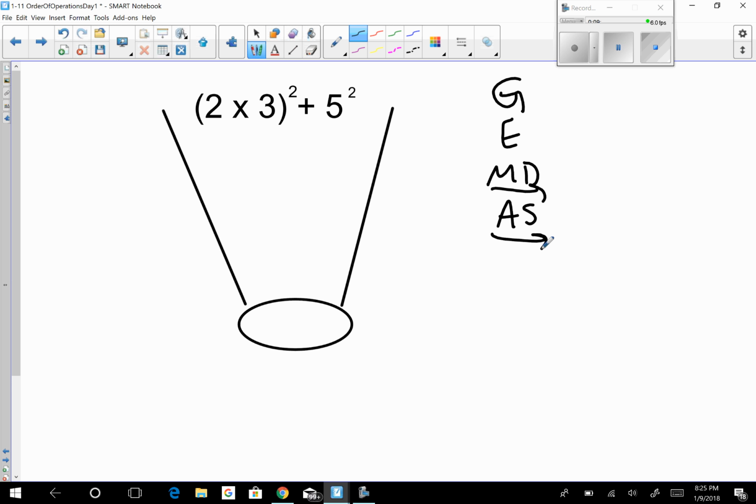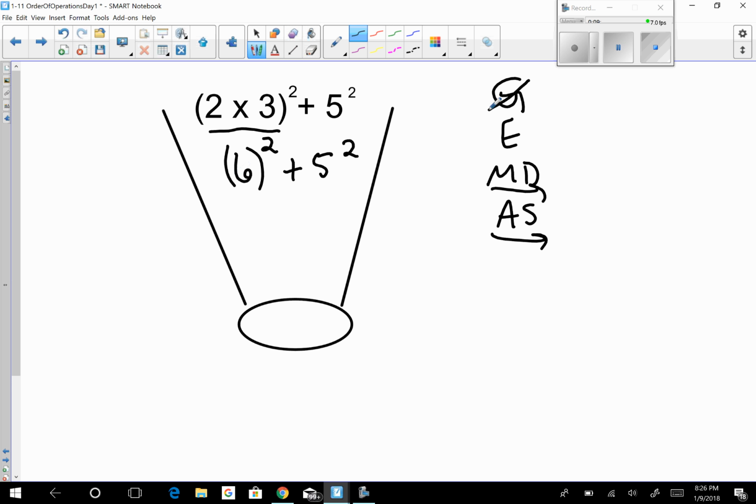Okay, first, grouping. Now, yes, I see there's an exponent here, but there's parentheses. So we have to take care of what's inside the parentheses first. So 2 times 3, that's 6. So 6, and we're going to put those parentheses back just because we're dealing with an exponent on it. So 6 squared plus 5 squared. So now we're done with grouping symbols because what's inside these parentheses, it's fully simplified.